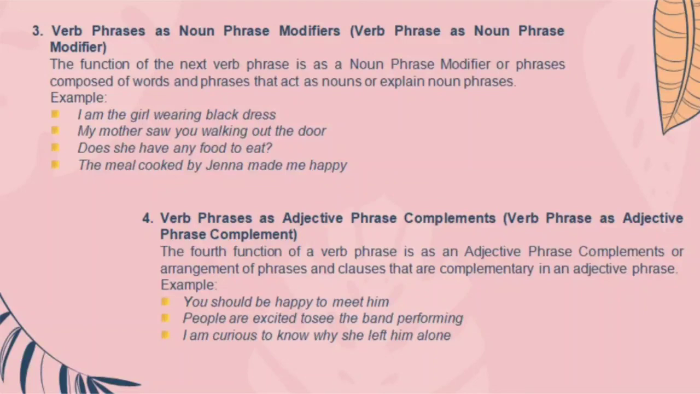The fourth is verb phrases as adjective phrase complements. The fourth function of a verb phrase is as an adjective phrase complement, or an arrangement of phrases and clauses that are complementary in an adjective phrase. For example, you should be happy to meet him. People are excited to see the band performing. I am curious to know why she left him alone.